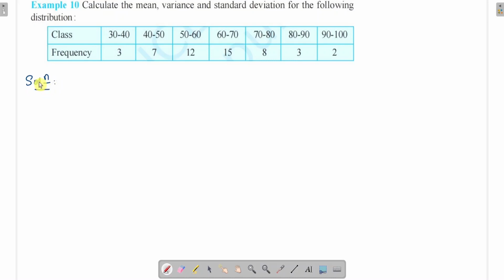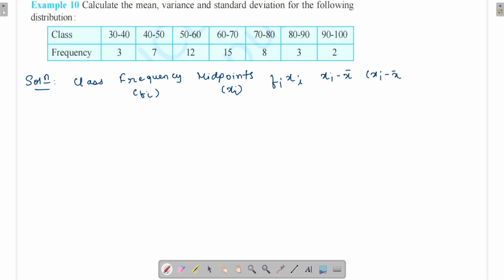First of all we have to make the table. The table will consist of the following entries: class, then frequency, which is denoted as fi, then midpoints, which are denoted as xi, then fi xi, then xi minus x bar, then xi minus x bar the whole square, and fi (xi minus x bar) the whole square. So let us fill the first two columns.